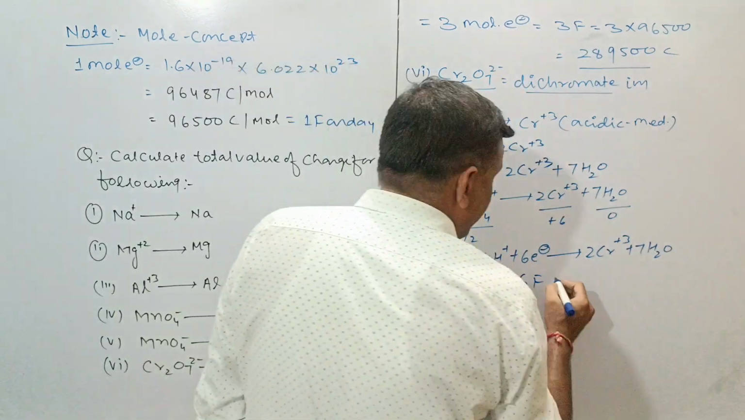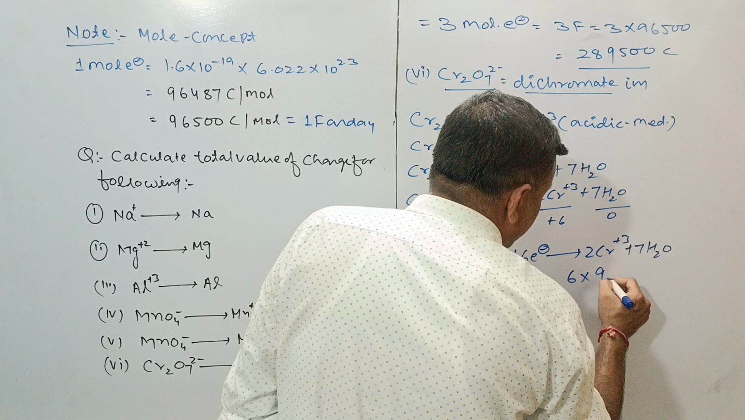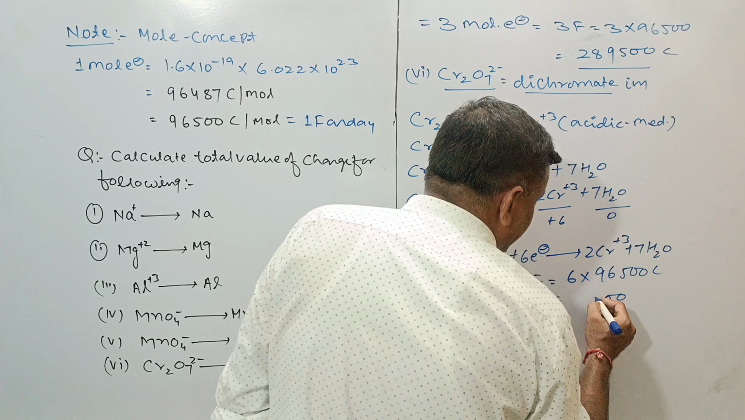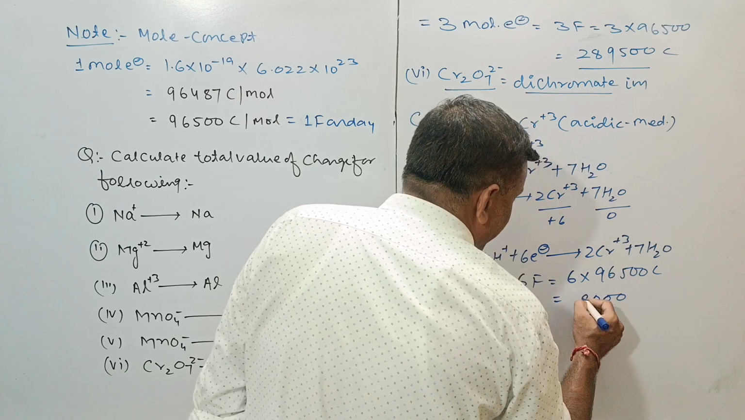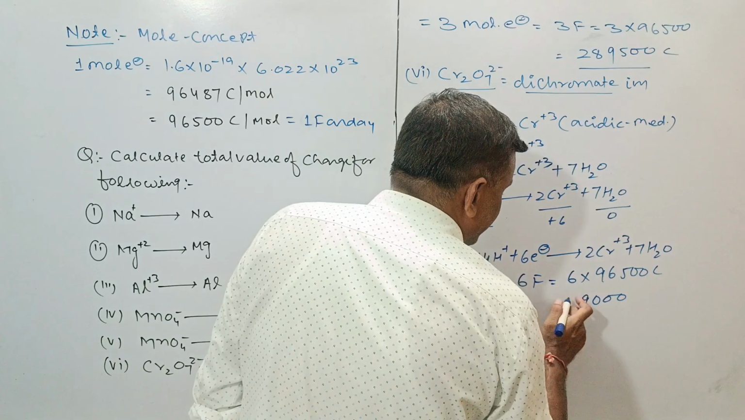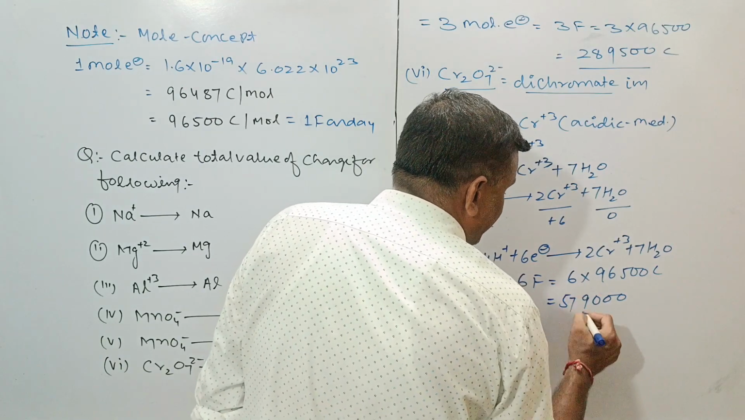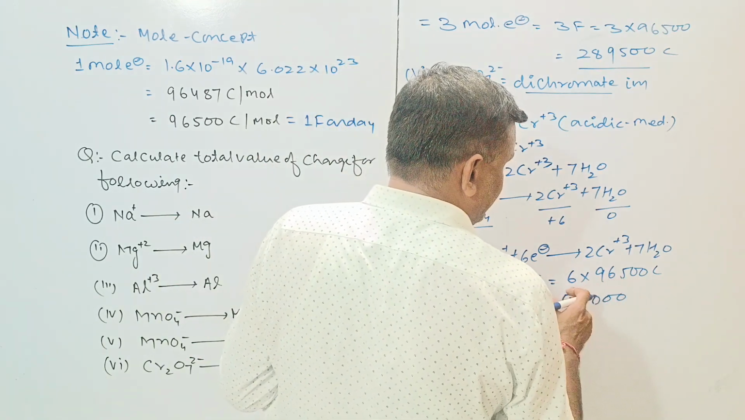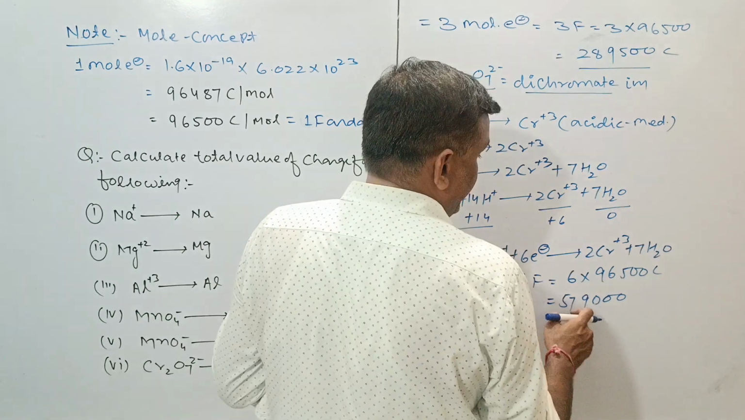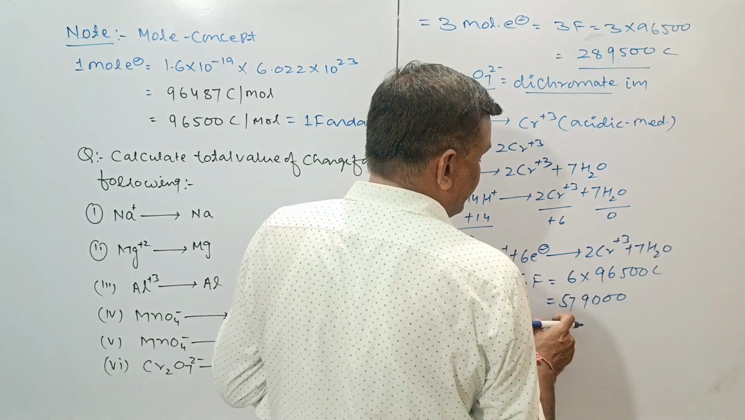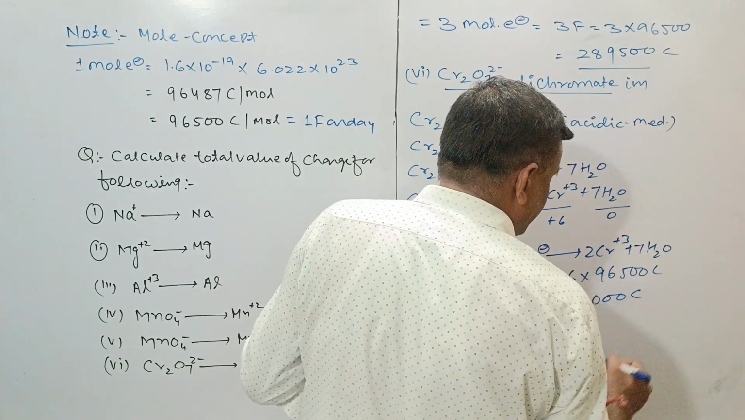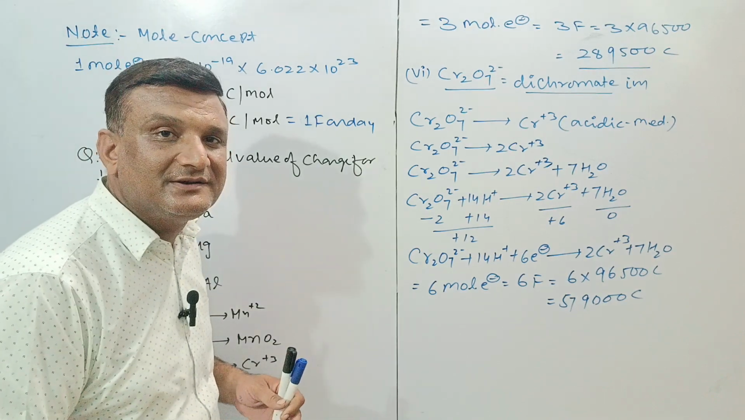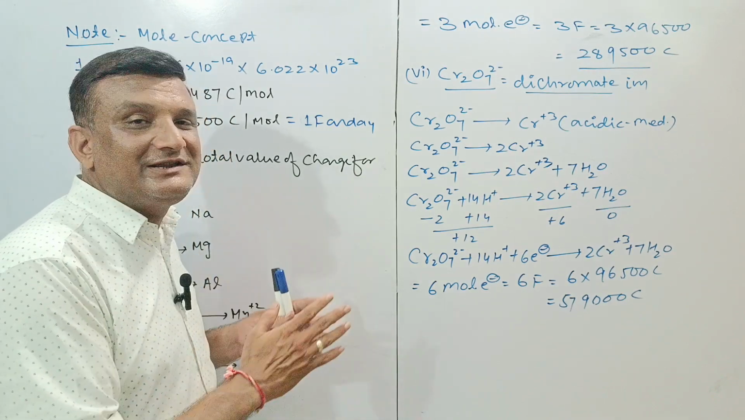means we can say just 6 Faraday. 6 Faraday means 6 into 96500 coulomb. So total charge is 579000. 6 5s are 30, 6 6s are 36, 39, and 6 9s are 54, and 3, 57, 579000 coulomb charge. So this was about the Faraday law and the important questions. Go through it easily, seriously with this matter.